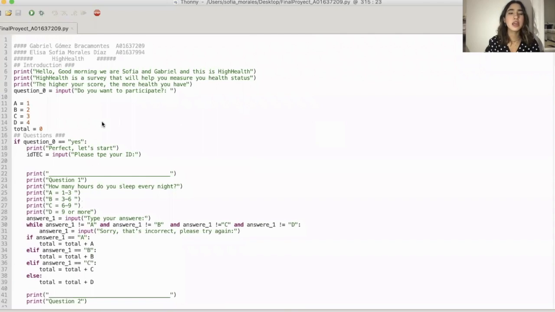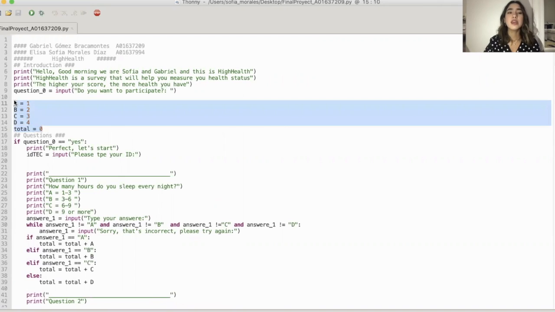Okay, so now here we have our program, the survey. It's gonna start with the welcoming from us, Gabriel and me, which we are the creators of High Health Survey. And for this survey, we used this point system. Each answer is gonna be one of these: A, B, C, D, and these are the values. A equals 1, B equals 2, C equals 3, and D equals 4.